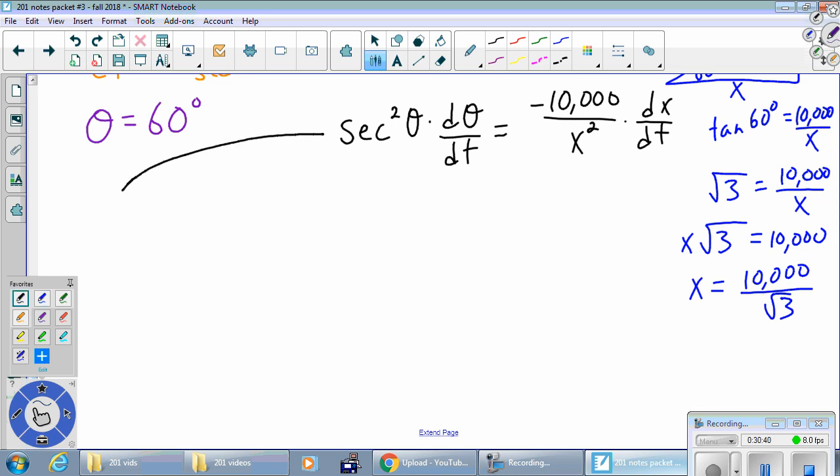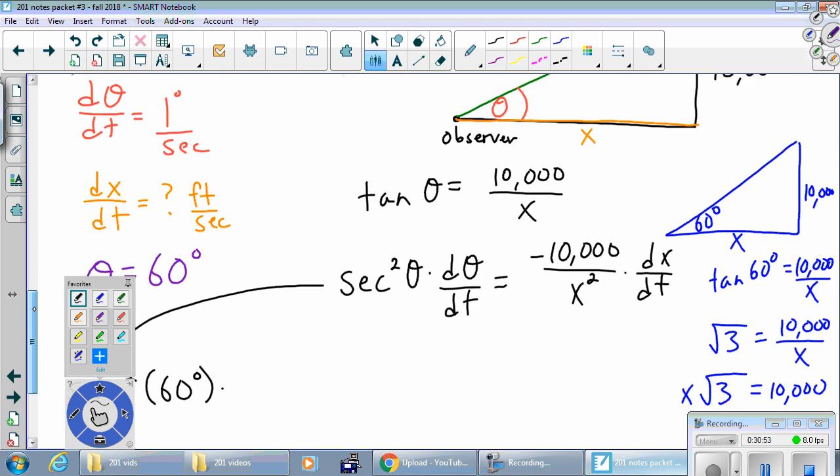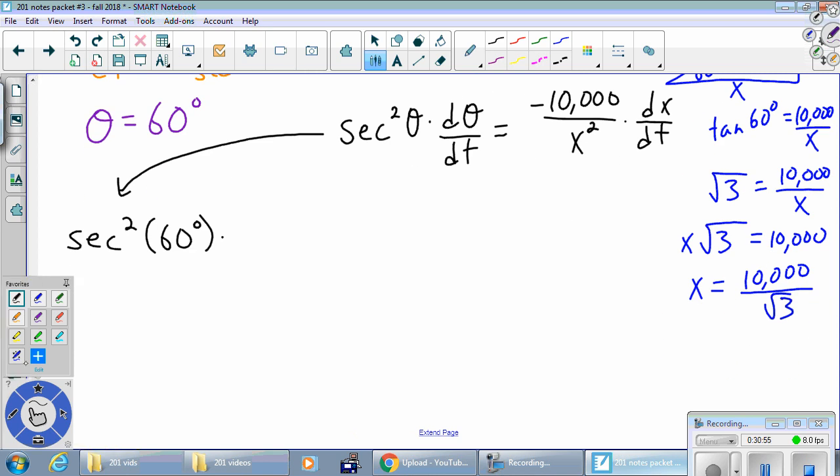Now I think we have everything we need for this black equation. So we're going to start plugging in piece by piece. Okay, secant squared. We're just putting 60 in here. So secant squared of 60 degrees times d theta dt. That was given. I think it was just 1 degree per second. I'm going to leave a 1 degree per second. Yeah, so it's actually just a 1, like that SEC is seconds, not secant. I'm going to leave a suspicious blank space right there.